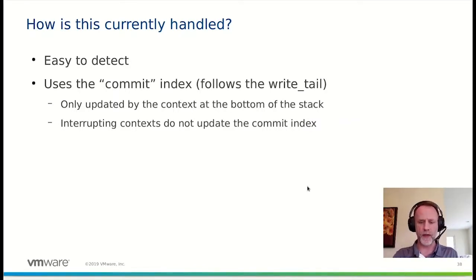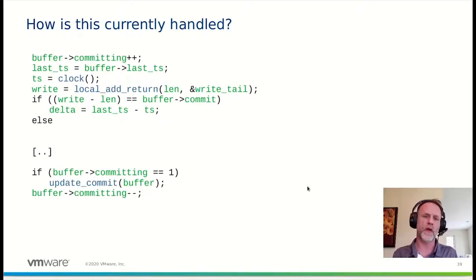That means that if you start and you didn't interrupt anything and you just start writing, and something else interrupts you, it won't update that commit index because it will see that it interrupted you. So when it returns and your context continues, then you can update the commit. So let's look at how this is done.